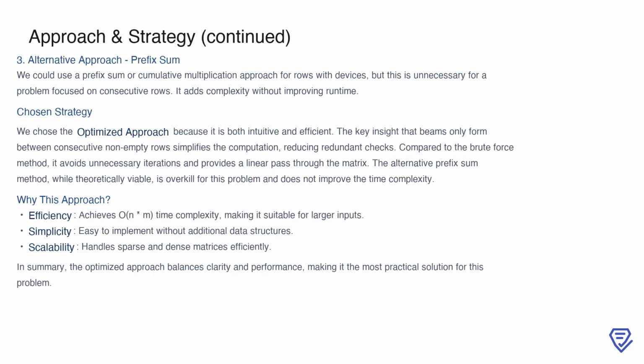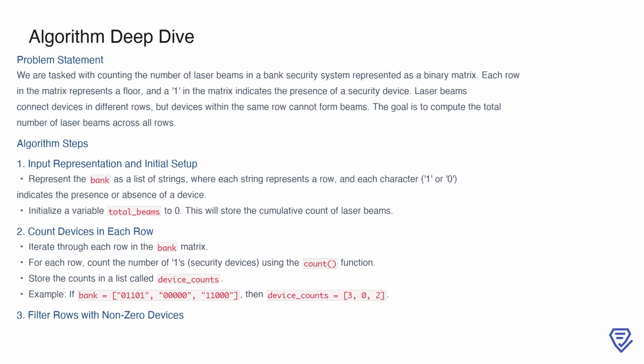In this problem, we are tasked with counting the number of laser beams in a bank security system, which is represented as a binary matrix. Each row in the matrix corresponds to a floor, and a 1 in the matrix indicates the presence of a security device. Laser beams are formed between devices in different rows, but devices within the same row cannot create beams. Our goal is to calculate the total number of laser beams across all rows.